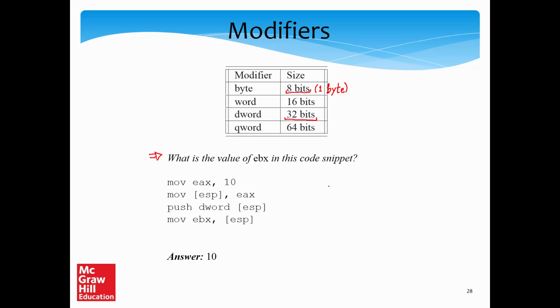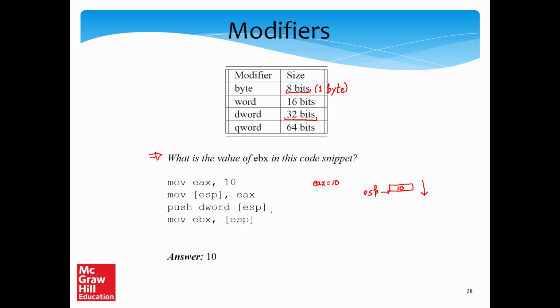Alright, so let's see. So the first instruction sets the register EAX to 10. So this is nice and straightforward. The second instruction moves EAX to the location that the stack pointer points to. So let's say the stack pointer points to this location, and since it's a downward growing stack which grows towards lower memory addresses, what we do here is that we save the value of EAX, which is 10, to the location pointed to by the stack pointer.